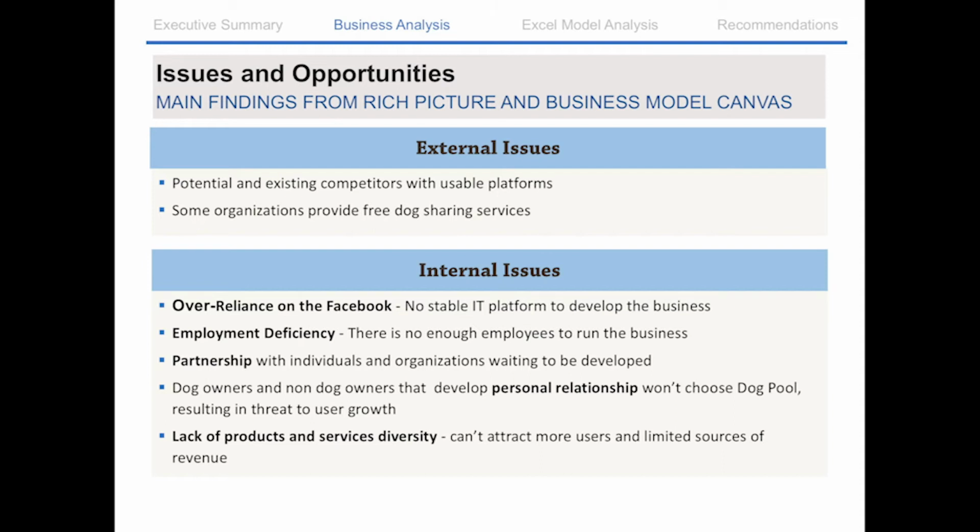For internal issues from business model canvas, over-reliance on the Facebook group can be the most serious one, and no stable IT platform can bring negative impact on Dogpool development. With the increasing scale of business, there is shortage of employees to maintain the daily routine. According to the business canvas, key partners are too simple. The partnership with individuals and organizations needs to be developed.